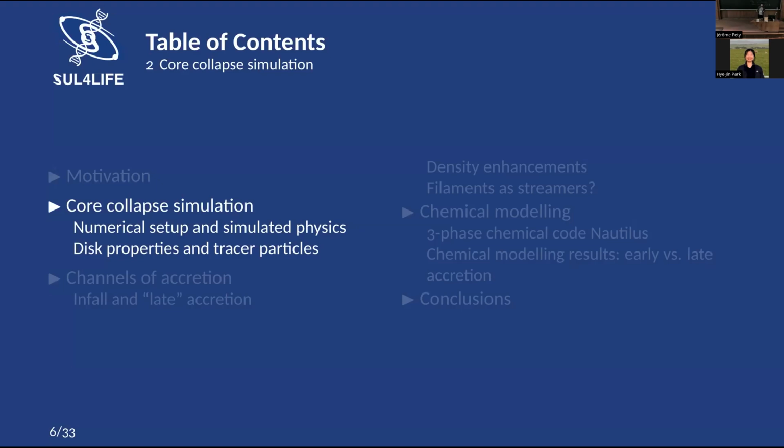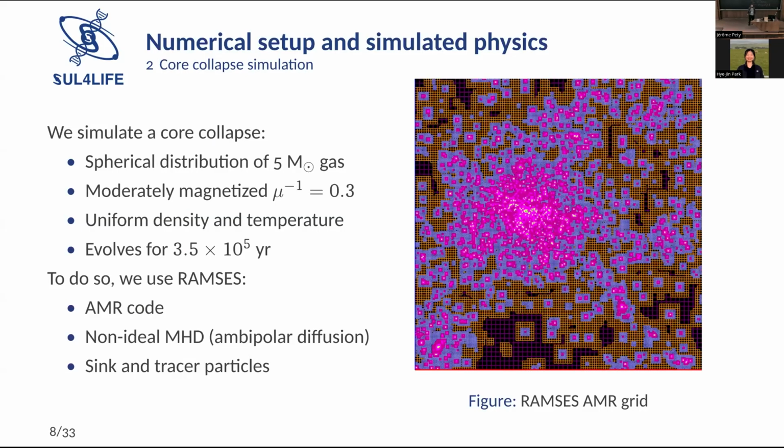So let's start with the MHD simulation of a core collapse. This is known to some of you, but it is performed with the Ramses MHD code. We have a box with 5 solar masses of magnetized gas with uniform density and temperature, and we let that evolve for 10^5 years.